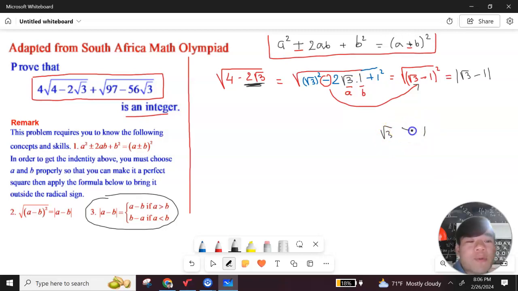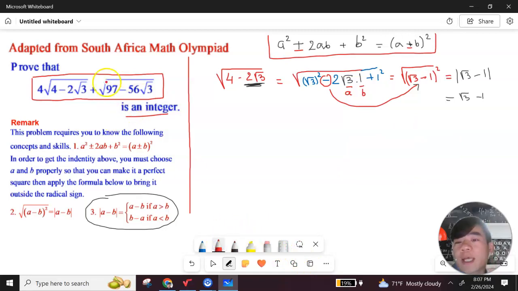So 1.7 is greater than 1, right? So does that mean, if I subtract 1 from both sides, root 3 minus 1 should be greater than 0, right? If this is greater than 0, then when you eliminate the absolute value, it should be itself, it doesn't change at all. So it is root 3 minus 1. Okay, so I leave the first one.